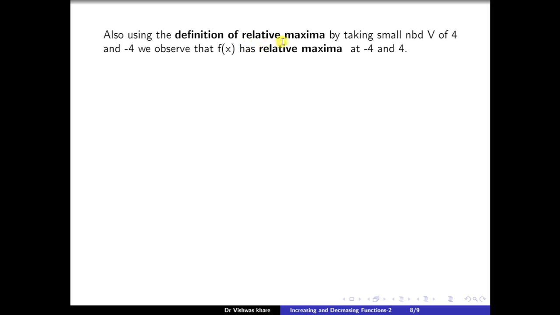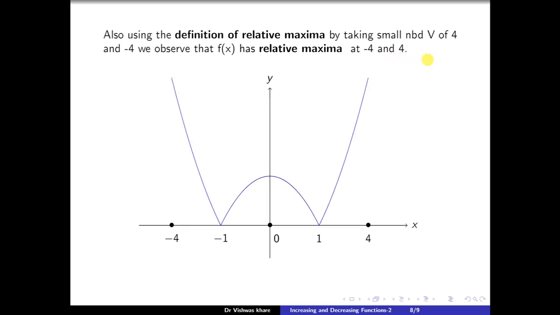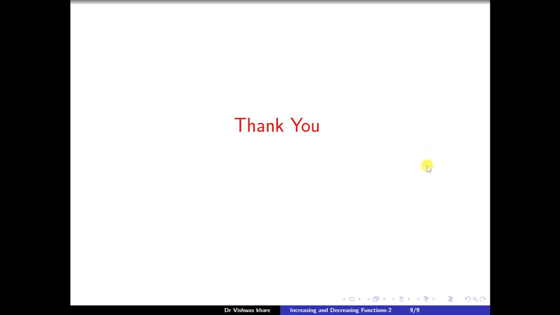Also, using the definition of relative maxima, by taking small neighborhood of 4 and −4, we observe that f(x) has relative maxima at −4 and 4. So this is the approximate graph of this function. You can see at −4 it is having relative maxima, at −1 it is having relative minima, at 0 it is having relative maxima, at 1 it is having relative minima, and at 4 again it is having relative maxima. Thank you.